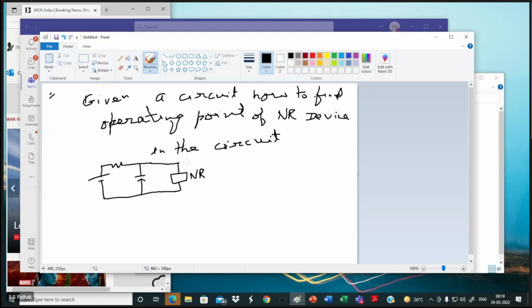I want to find this voltage V and the current I. When I find this voltage V and the current I from some equation, then I can find the operating point of this thing. Okay, so how to go about this? How to find this V and this I? Okay, to see the operating point of this thing.